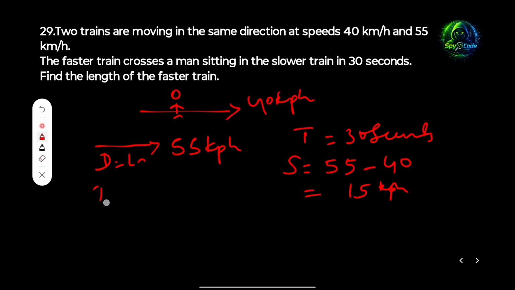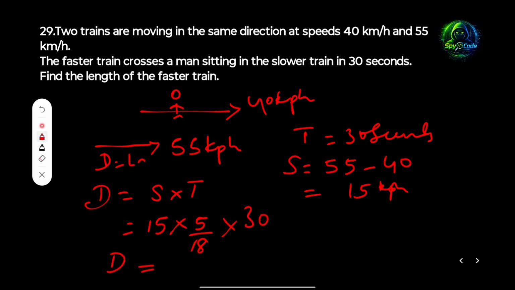We know that distance equals speed into time. The speed here is 15 kilometers per hour. We need to convert it into meters per second, so multiply by 5 by 18. The time taken is 30 seconds. When we solve this, we get around 125 meters, which equals the length of the faster train.